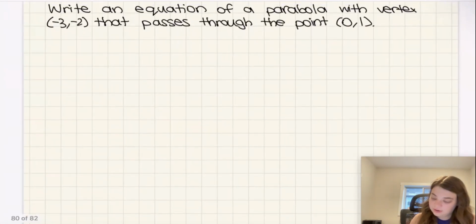All right, let's do one more question like this. Here they would like an equation of the parabola with vertex (-3, -2) that passes through the point (0, 1).